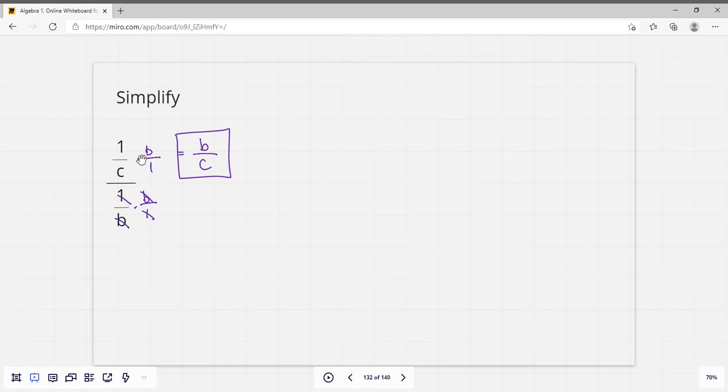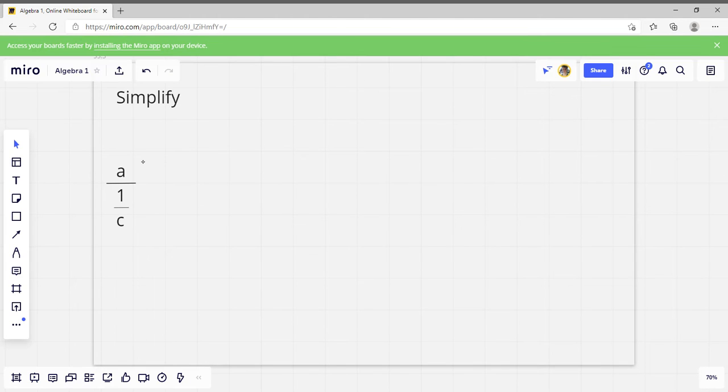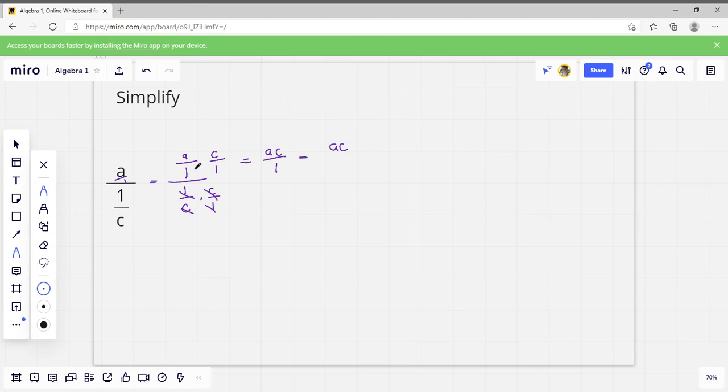All right, let's try another one. This one has a over 1 over c. So what I'm going to do first is make that a be a over 1, over 1 over c. I had to turn this one into a fraction by putting it over 1. Then I'm going to flip. It cancels, and we get ac over 1, which is the same thing as ac. And there's the answer to that one. These are super duper easy.